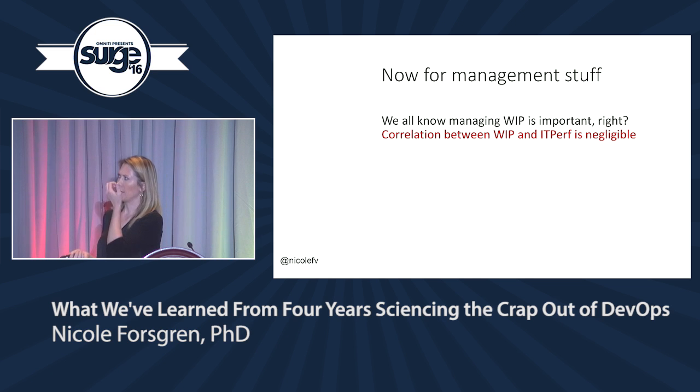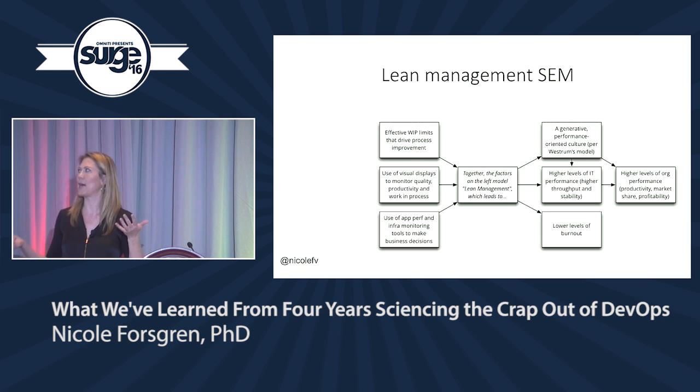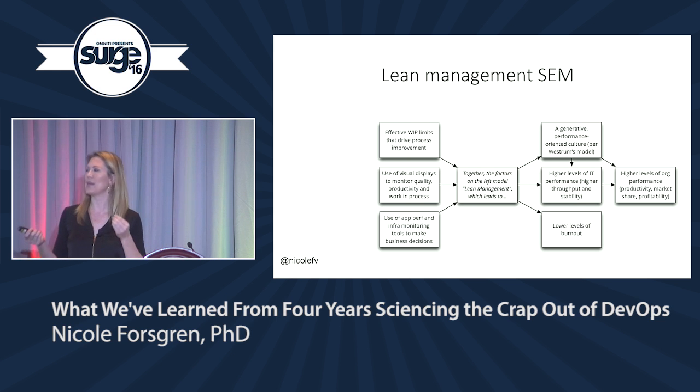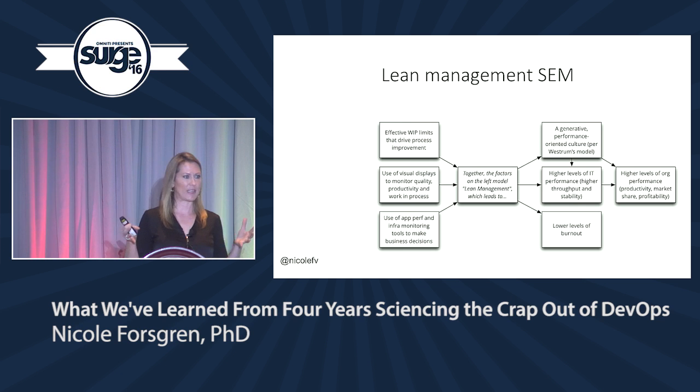Okay, management stuff. So we know that managing WIP's important, but in the 2015 study, there was not a strong correlation between WIP and IT perf, which was super surprising. Super surprising. So what's going on? Could there be some better way to explain what's happening? Turns out there is. The good way to explain this is that WIP is an important part of an overall lean management strategy. Then we get better prediction.